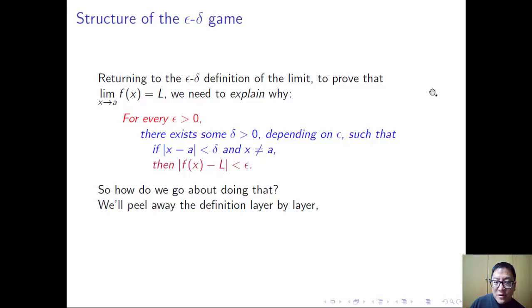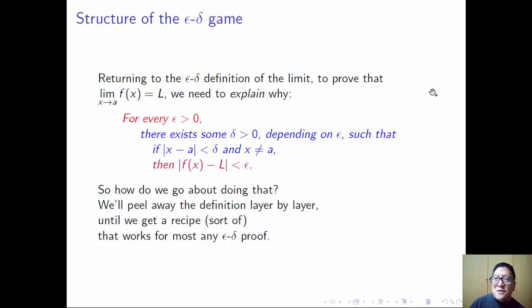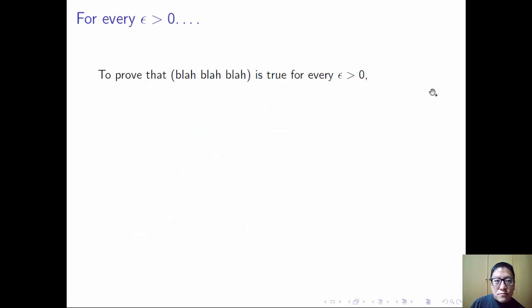Well, what we'll do here is peel away this definition layer by layer until we get a recipe that works for almost any epsilon-delta proof. Well, okay, real talk, this is only sort of a recipe. We'll see later why I only say sort of. In the end, this is kind of an art, and you can't really recipe it completely away. Anyway, that's to start off.